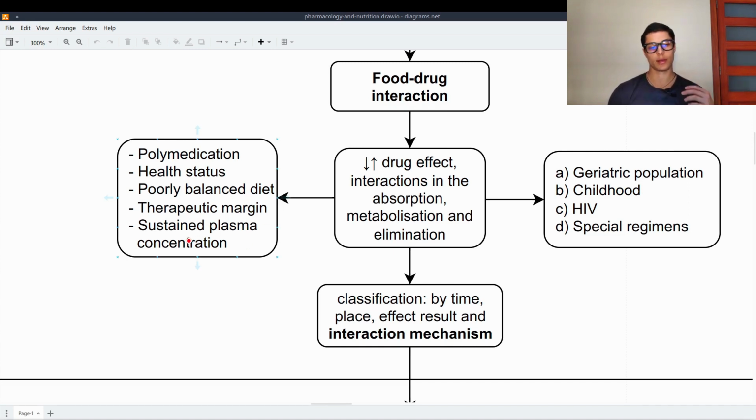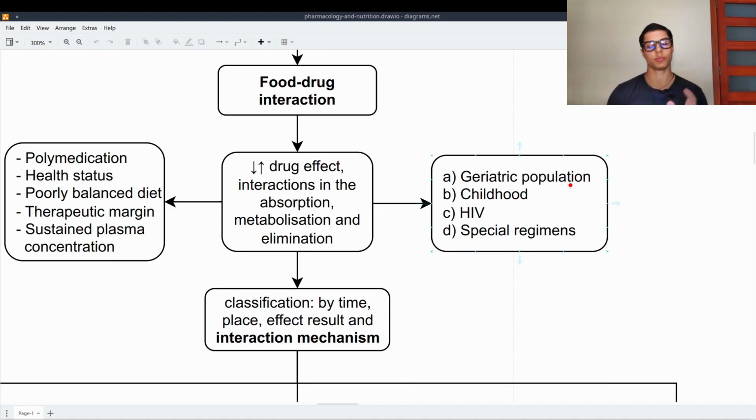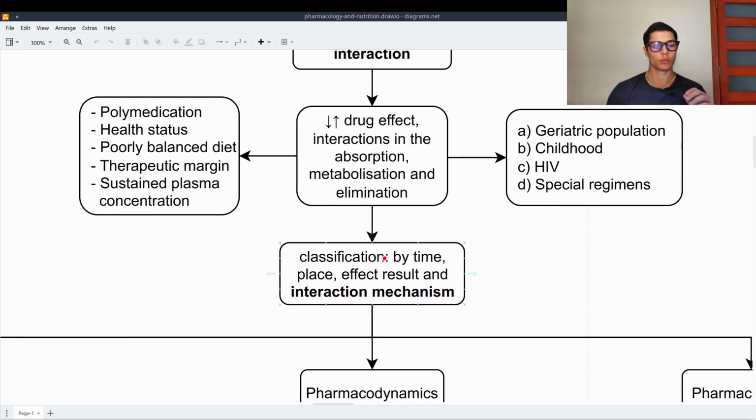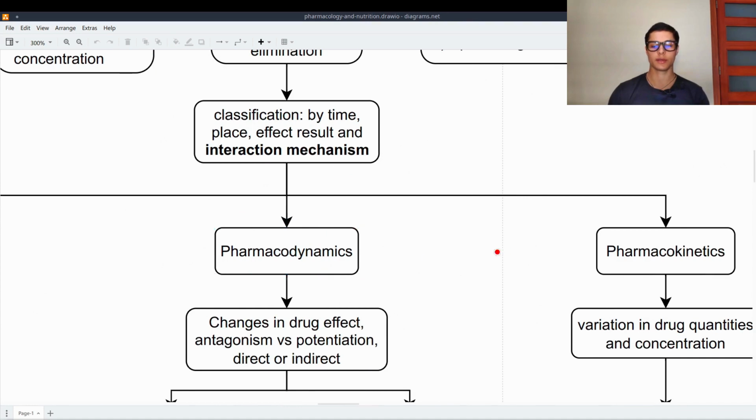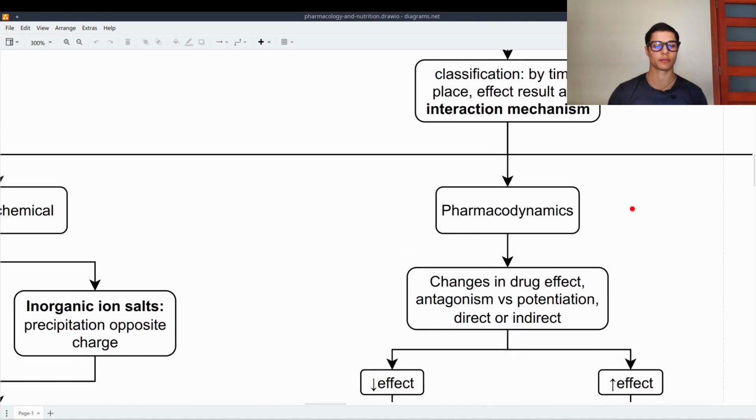therapeutic margin, and also the sustained plasma concentration, as well as the geriatric population, childhood, HIV individuals, and special regimens, such as vegan diets. Knowing that, we have a classification by time, place, effect result, and the most important one, which is what we're going to see now, the interaction mechanism. So therefore we have physicochemical, pharmacodynamics, and pharmacokinetics.